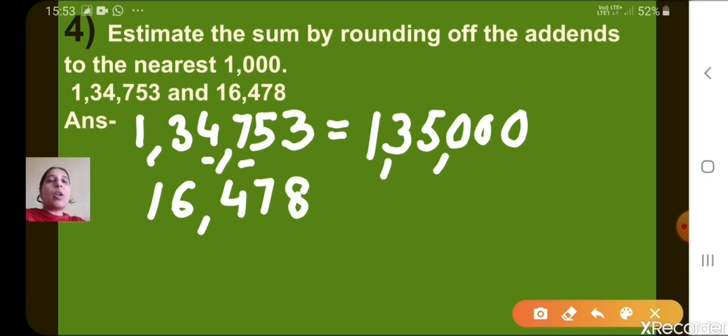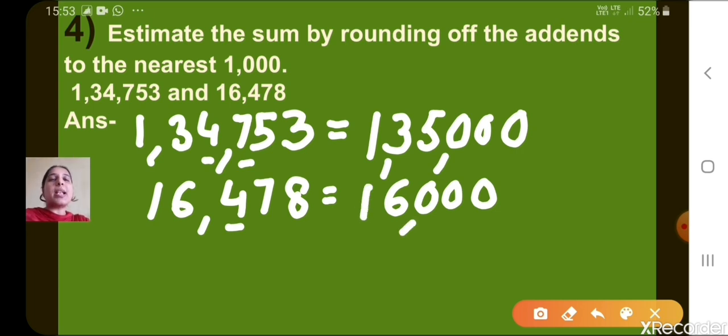16,478. So how will we round it off? Now again we have to round it off to nearest 1,000. So we'll just see the digit at the hundreds place, which is 4, which is less than 5. So it means we'll just put zeros at the ones, tens and hundreds place, and we will write this 6 as it is, because the digit at the hundreds place is 4, which is less than 5. Now we have rounded off both the addends to nearest 1,000.